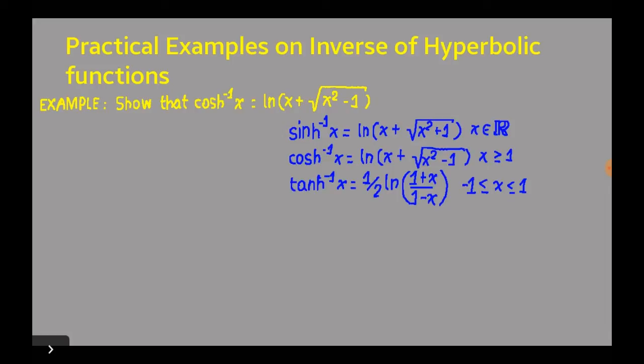And the cosh inverse x must be ln of x plus root of x square minus 1, for x greater than or equal to 1. And the tanh inverse x must be 1 over 2 ln of (1 plus x) over (1 minus x), for x between minus 1 and 1. We have a particular formulation of the equation by using the inverse of hyperbolic functions.